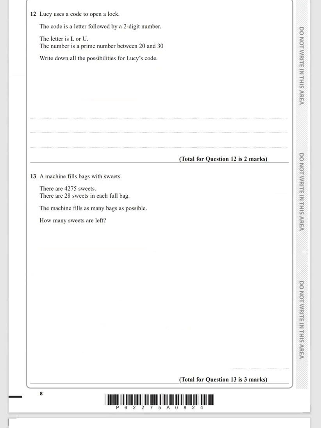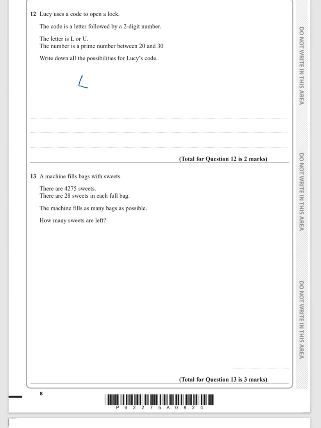Okay, number 12. Lucy uses a code to open the lock. The code is a letter followed by a 2-digit number. The letter is L or U. The number is a prime number between 20 and 30. Write down all the possibilities for Lucy's code. So it's going to be L. Let's get our prime numbers.